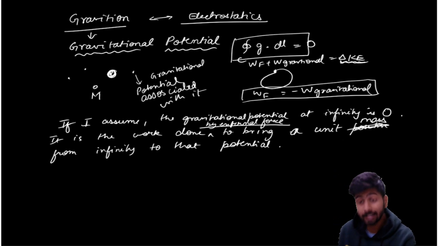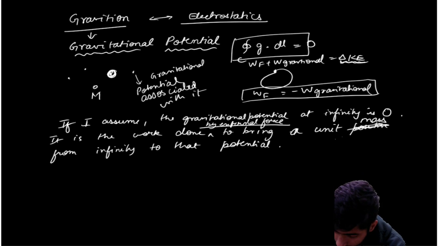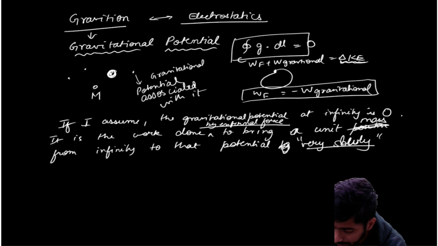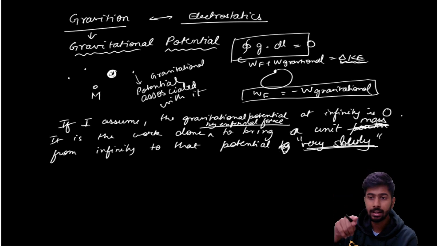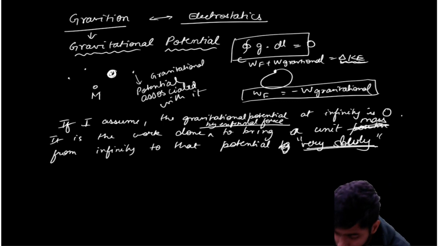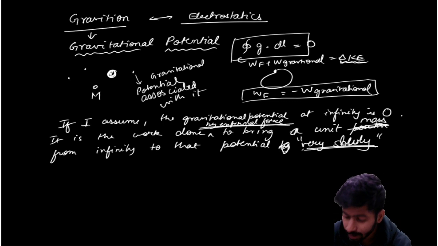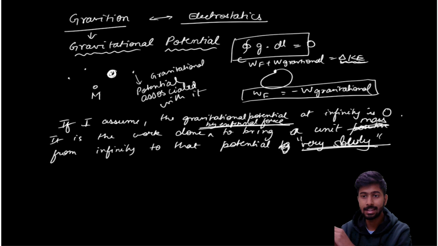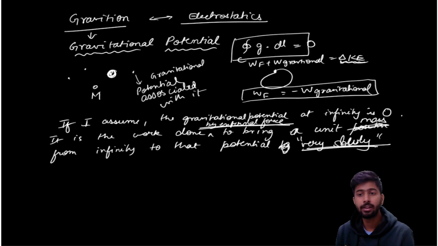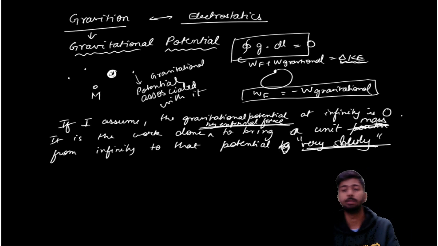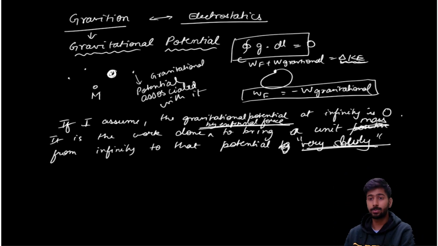Remember, and in fact, there is one more thing. Very slowly. You have to remember this, very slowly. There are two key terms here. You have to bring 1 kg mass from infinity to a point. The force that brings this mass has to be external, and it has to bring it very slowly. When these two happen, like the force is external and it brings it very slowly, then the work done by that external force is the gravitational potential at that point. Remember this. So let's derive the expression for this.